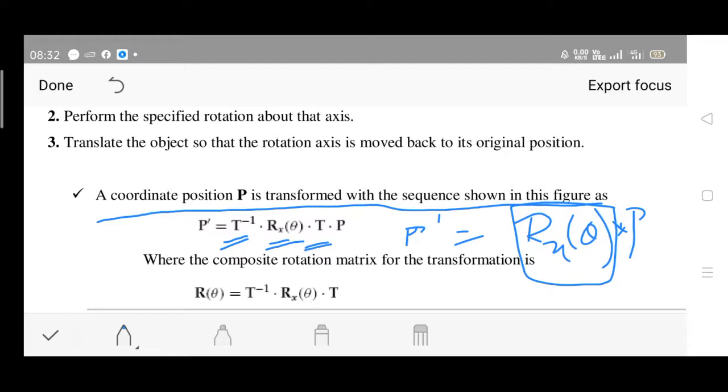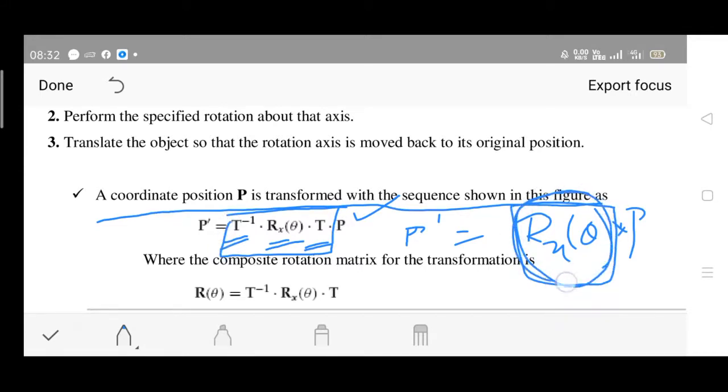Retranslation. So first the inverse translation is taken, that's why now you have to take the opposite of that, T inverse, of inverse, that will become T only, in multiplication with the original point P. So you can find the sequence of steps here. What are the sequence of steps you are supposed to perform?